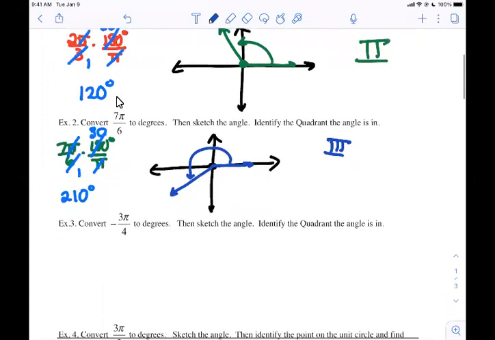All right, then try example 3 if you haven't gotten to it yet. Convert negative 3 pi over 4. So it's a negative angle of rotation. So think about what that means.